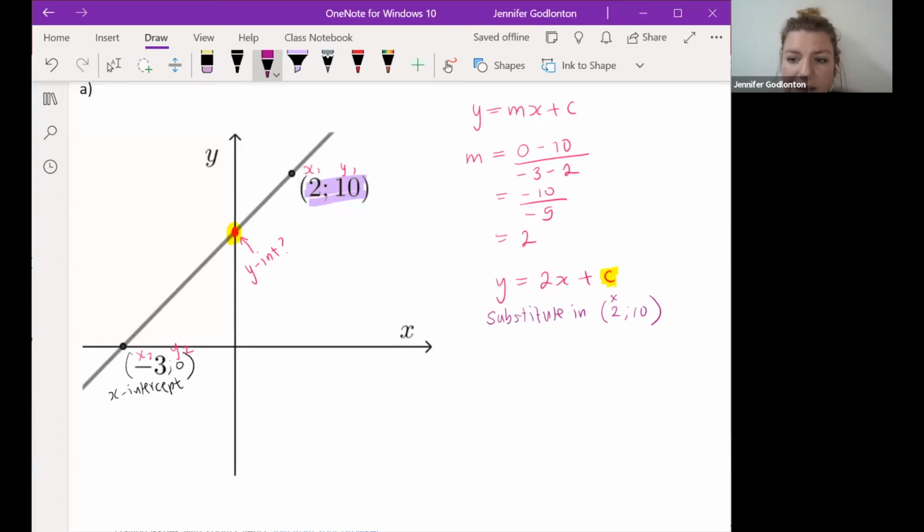Remember, that is x and that is y. Okay, so my y value is 10. My x value is 2, and we don't know what our c value is. So 10 is equal to 2 times 2, which is 4, plus c. We're going to zoom that 4 onto the other side. 10 minus 4 equals c, which means c is equal to 6. And so my equation is 2x plus 6.